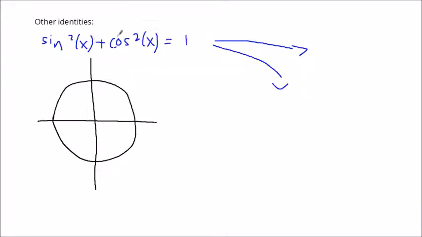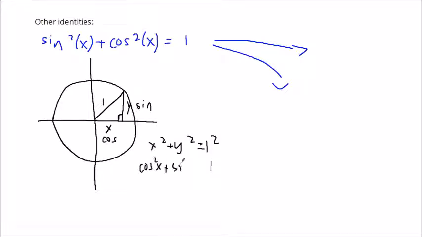The sine squared x plus cosine squared x is equal to 1. I'm going to draw this unit circle again. And if you remember why this exists, it's because cosine is the x and sine is the y. And whenever you have a right angle, you can use the Pythagorean theorem, and then you have x squared plus y squared is equal to 1 squared. 1 squared is just 1, and x is cosine, so it's cosine squared x, and then this is sine squared x.